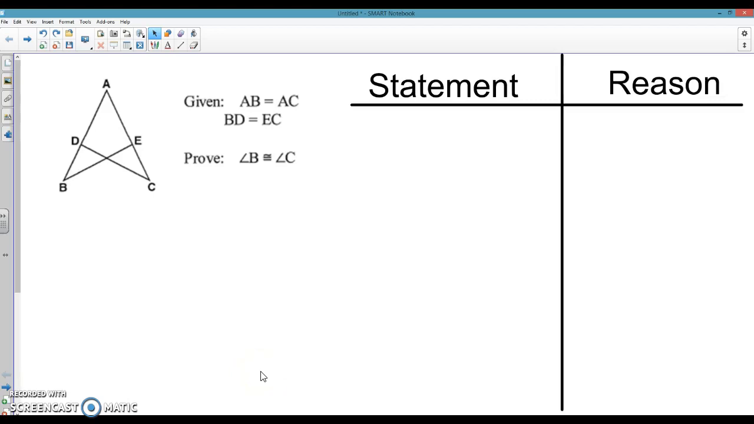Welcome to Ms. Cruz's video tutorial on triangle congruency proofs. If you take a look at this proof, this is located on page 15 of your triangle congruency packet.